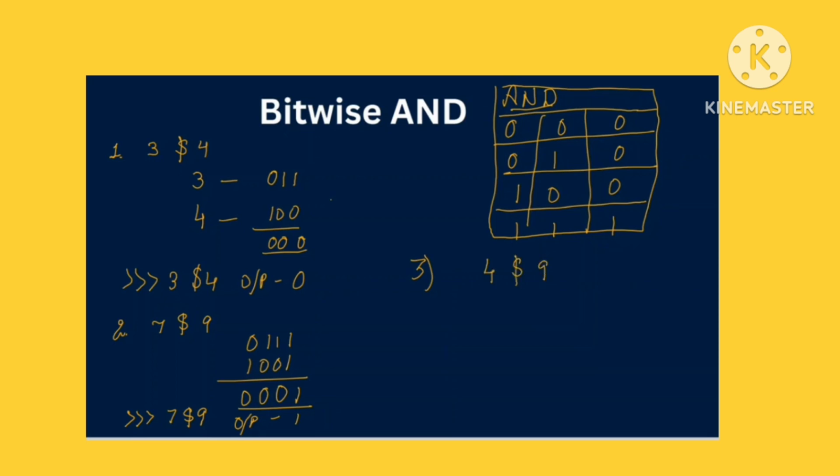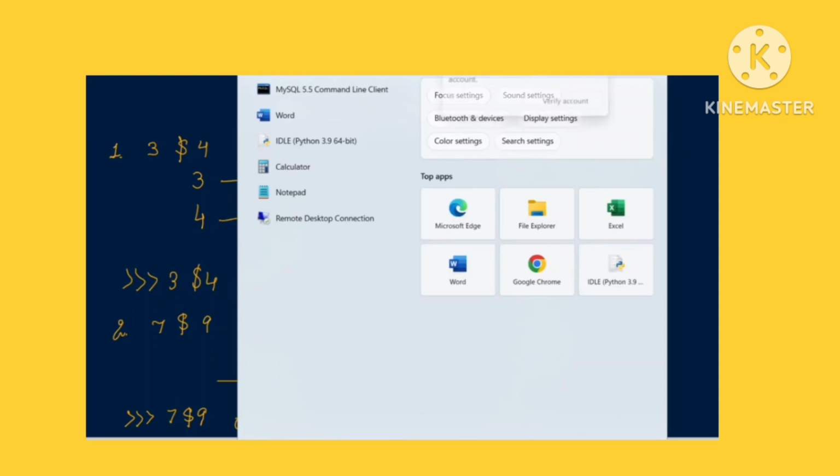4 will be 0 1 0 0. 9 will be 1 0 0 1. Again you perform the AND: 0 and 1 is 0, 1 and 0 is 0, 0 and 0 is 0, 0 and 1 is 0. So 4 and 9 gives output as 0. I hope this bitwise AND is clear to you.